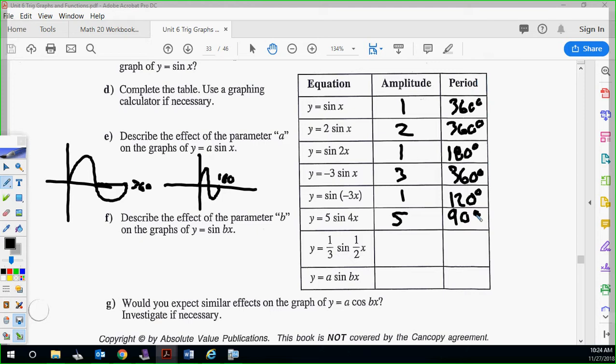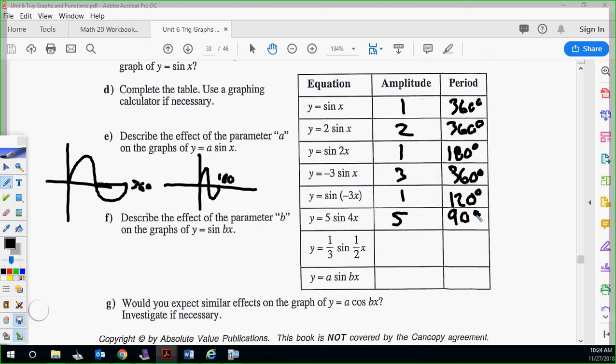Okay? Any other questions? 1/3 sine 1/2 x. So this is what I was just explaining, actually. So the 4 makes it get tighter because we're taking 1/4 of it. 1/2 is going to stretch it out. So your period's getting bigger. So that means things are happening slower.